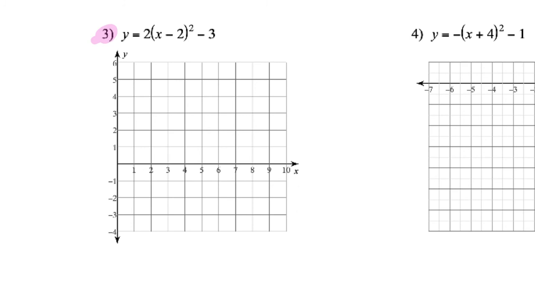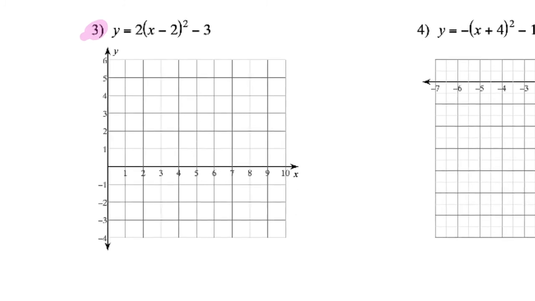Okay, so let's see this one again. Let's start by identifying the vertex. So my vertex is (2, -3). So (2, -3) is down here. Then again, my axis of symmetry is x equals that x value. So x equals 2. So my axis of symmetry is right here.